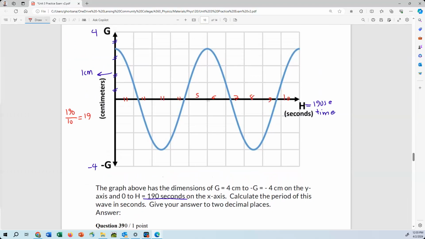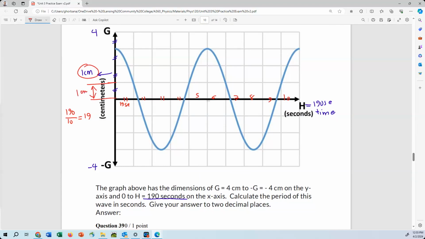So what does it mean? It means that each one of these represents 19 seconds. Good? Make sense? So again, G to G is 4, negative 4. We just count these squares, yes? 1, 2, 3, 4. 4 divided by 4 is going to be 1 centimeter. Each one of these represents 1 centimeter.